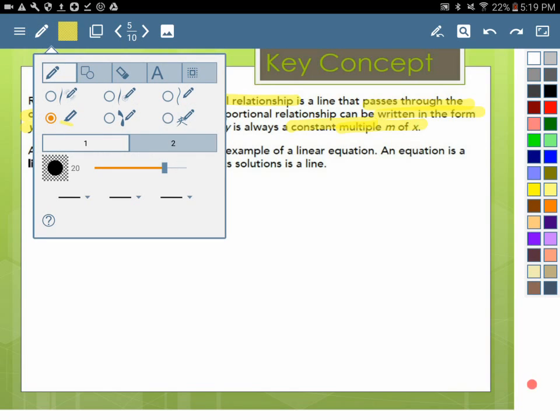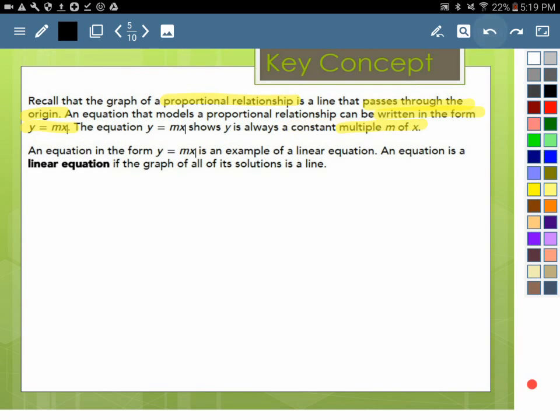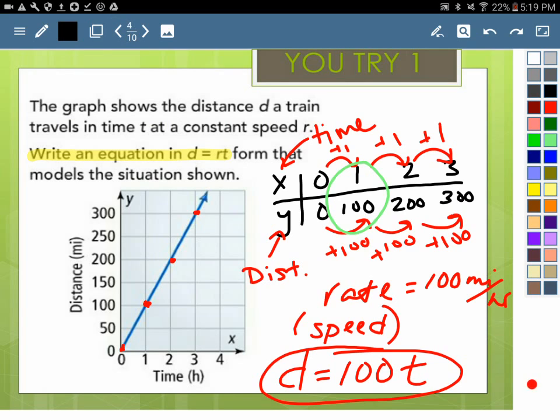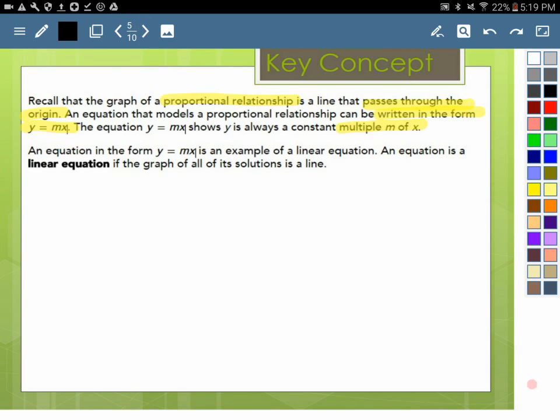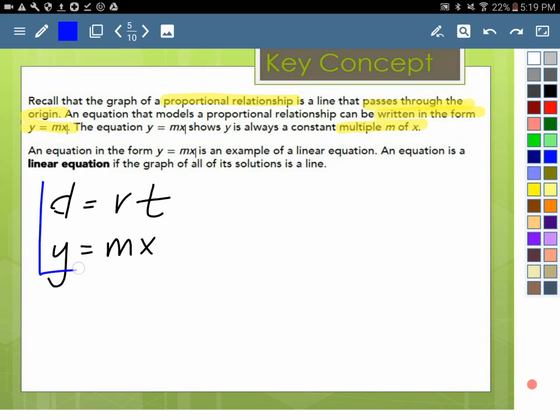Now, what that's trying to tell you guys is if we think back to the example that we just did, the D equals RT example, distance equals rate times time, that should remind you of what it's saying here with y equals mx. Distance equals rate times time should look just like y equals mx, where D is the same thing as y, T is the same thing as x, and then R is the same thing as M. R is what multiplies T, M is what multiplies X.